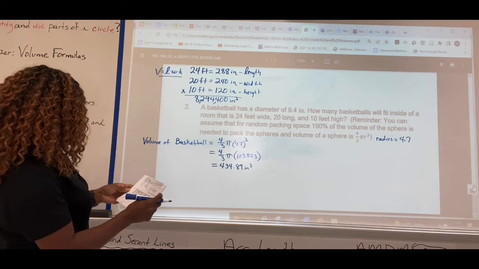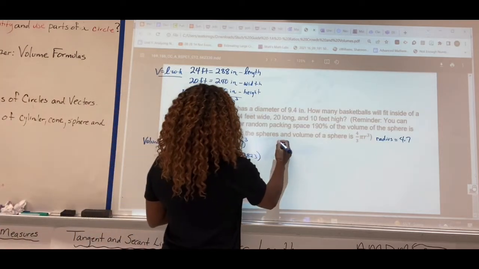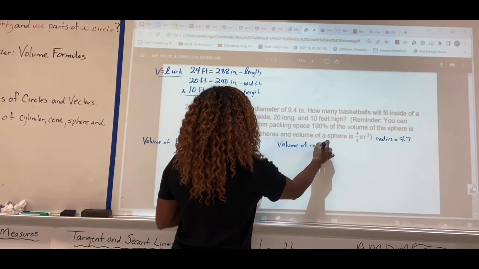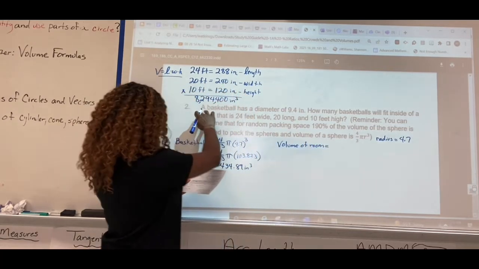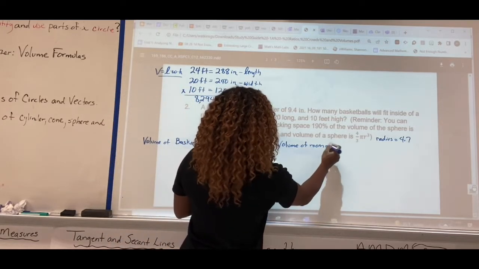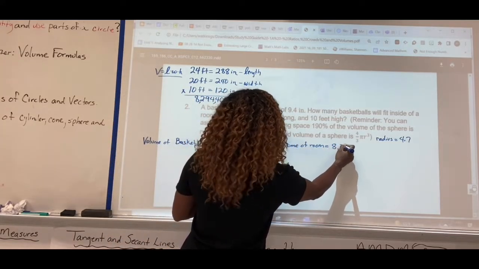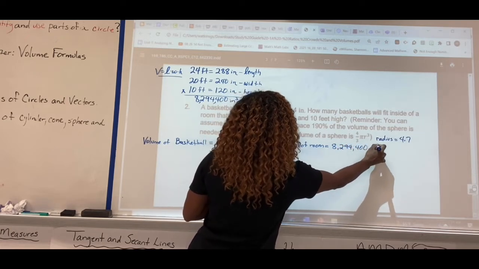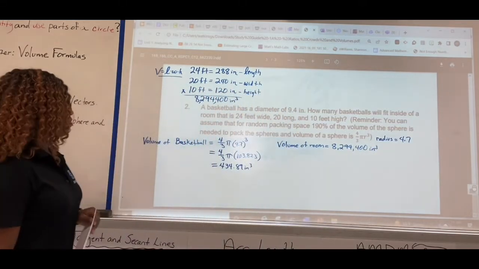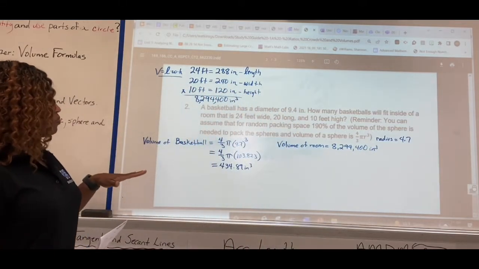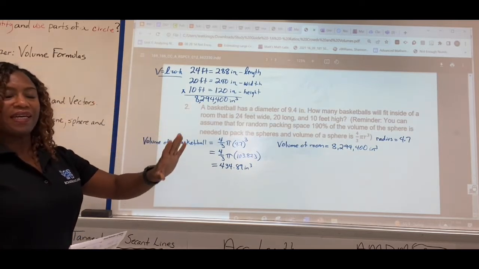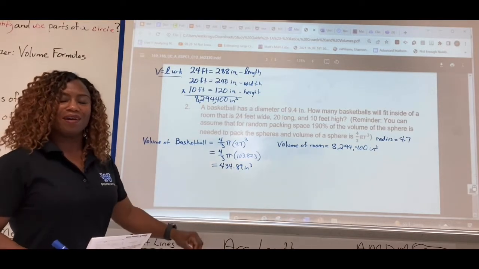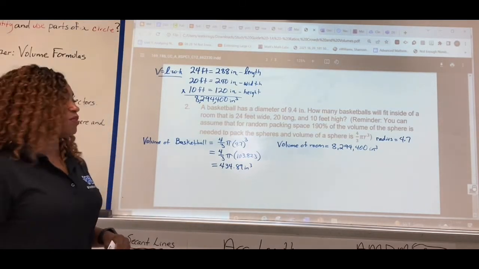Let's go ahead and get the volume of the room. So now we need the volume of the room, which I already calculated earlier. It is 8,294,400, again, cubic inches. All right, so we're almost done, because then we're going to take the volume of the room and divide it by the volume of the basketball. And that will tell us approximately how many basketballs will fit in that room.